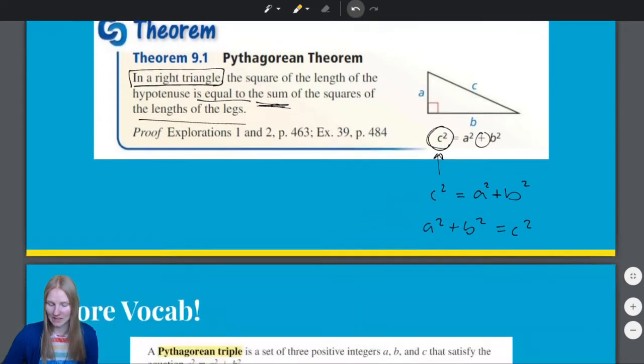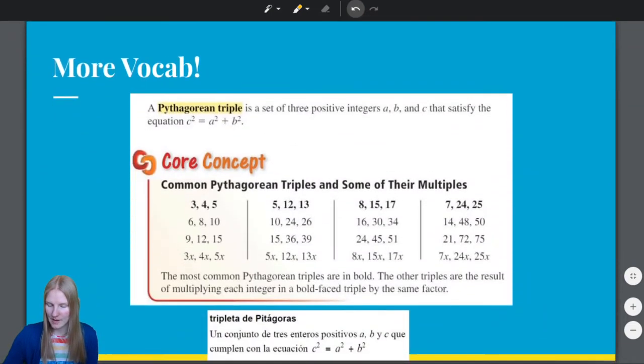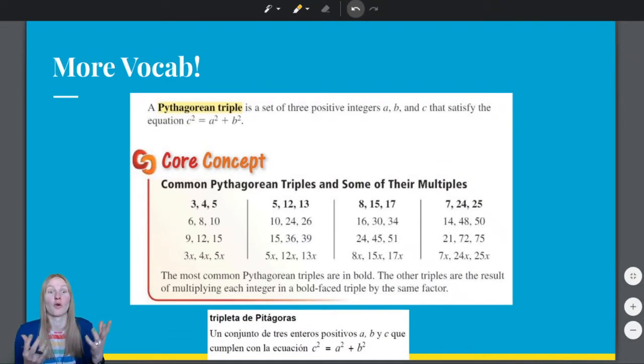Okay, let's see some more important information, or more vocab, about the Pythagorean Theorem. A Pythagorean triple.